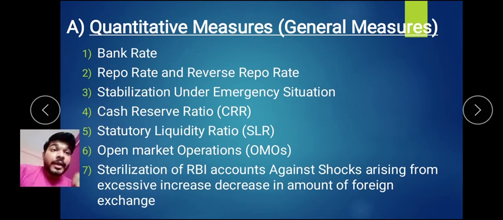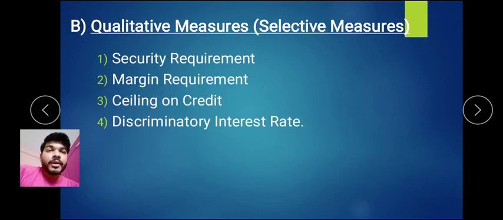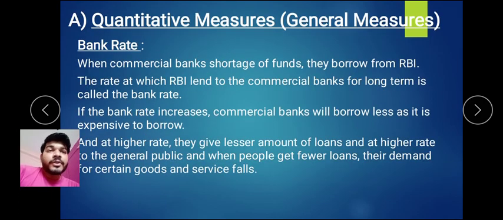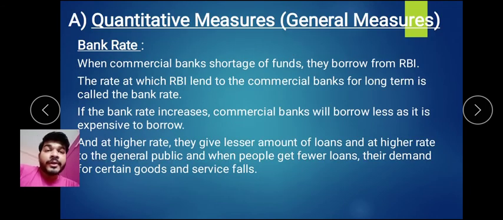Quantitative measures talk about bank rate, and there are seven types of them. I'm just going quickly through each and every one in detail. I have done the slides. So, bank rate. What is bank rate?